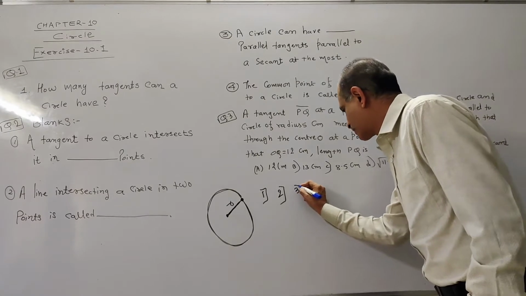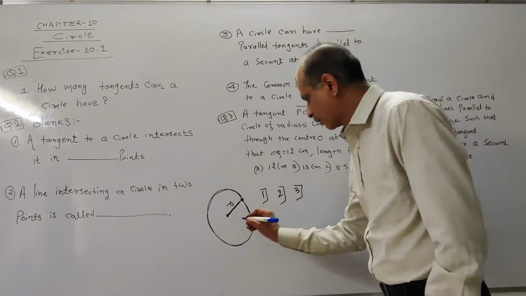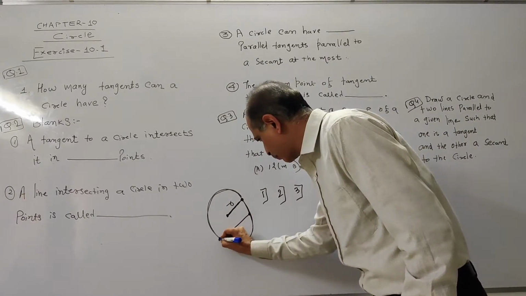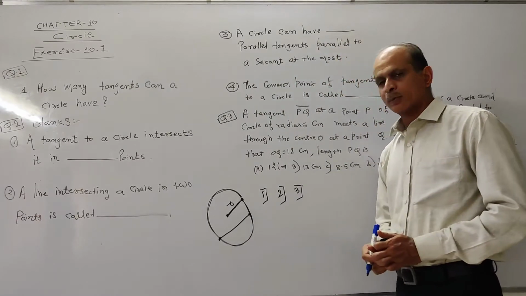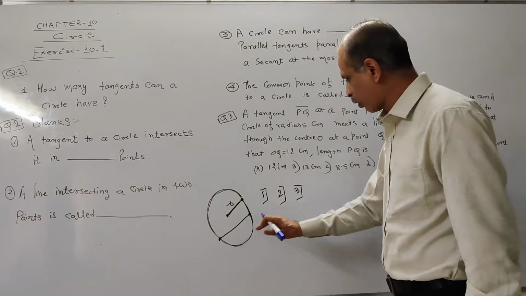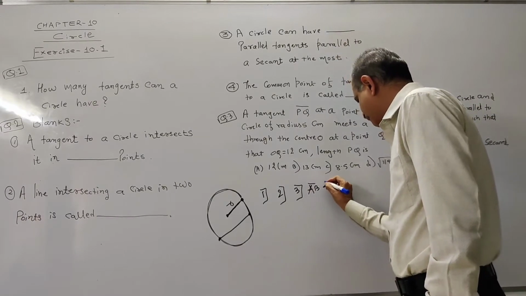Well, we have discussed the third concept, and that is known as chord. A line segment whose both endpoints are points of a circle is a chord of the circle, and it is denoted by line segment AB.